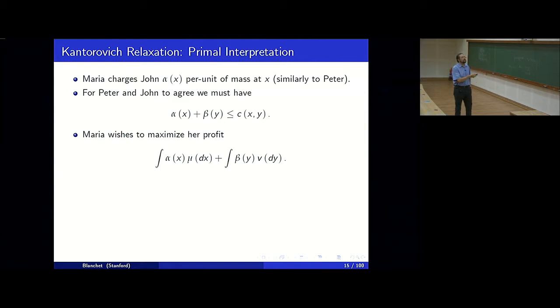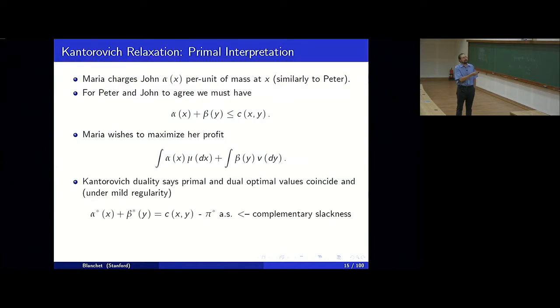It's alpha of X plus beta Y. And so what Maria wants to do is maximize her profit. So in the end, once she's done transporting everything, she's going to maximize the profit she makes out of John and the profit she makes out of Peter. So you see, those are exactly the constraints. She wants to maximize the profit subject to the constraint that alpha of x plus beta y is less than or equal to c of xy. Right?